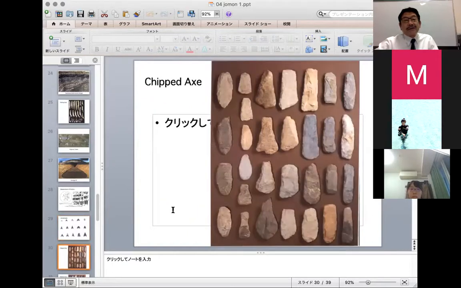And here's a chipped axe. It's not the type of axe that you would use to cut trees or work with wood. It doesn't cut trees well. It's a simple, easily made tool for digging the ground. This is a shovel type of tool. There are various shapes, but they're all digging tools. And they made so many of these in quantity. This is the most numerous stone tool that they made in Jomon time.